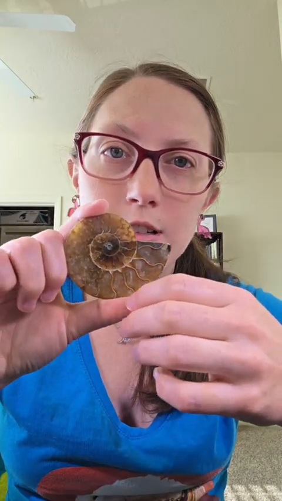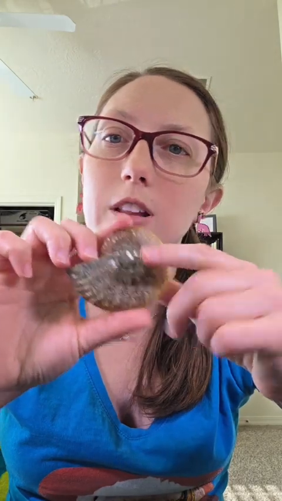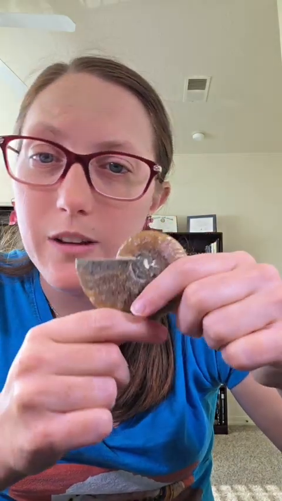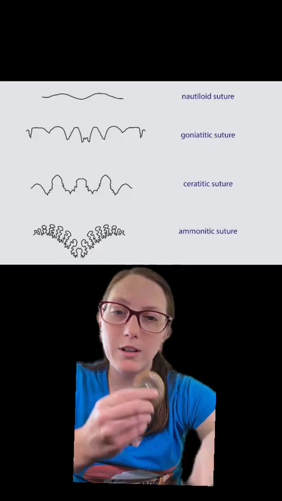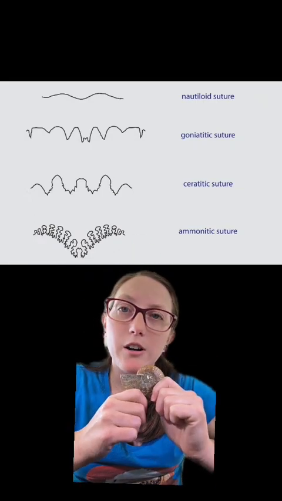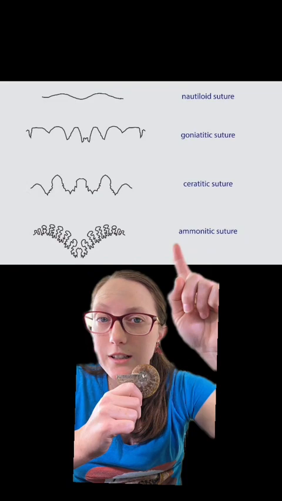The sutures or suture lines are visible as a series of narrow or wavy lines on the surface of the shell. On this particular one, because it is an ammonite, they're really, really fancy. So the ones on this shell look like the bottom one here, the ammonitic suture. Our Goniatites would have had the Goniatic suture.